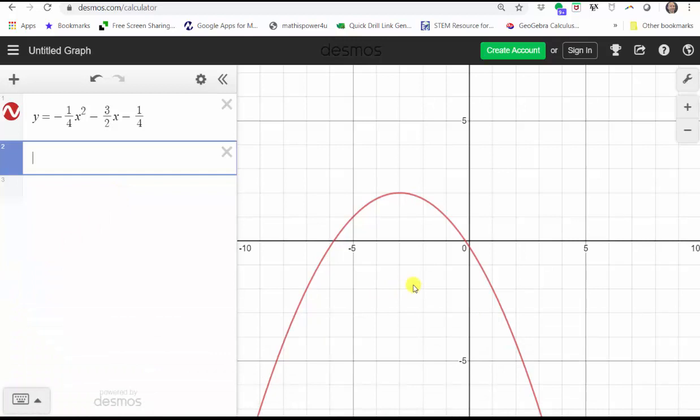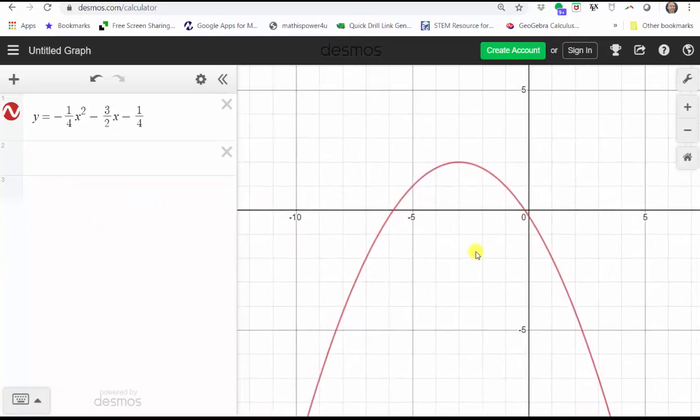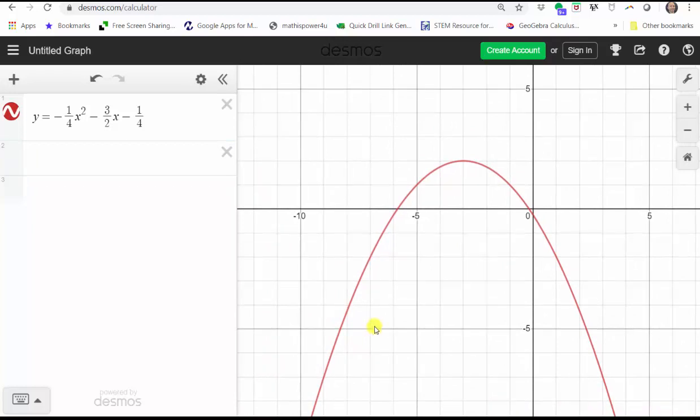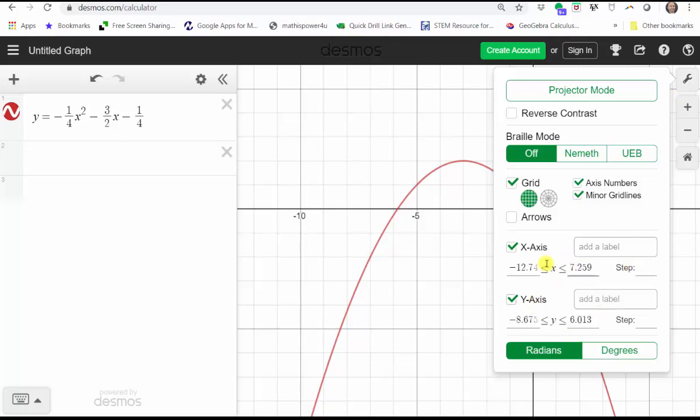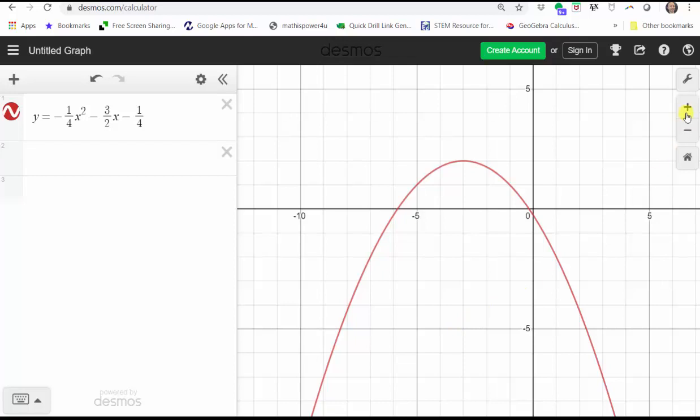Notice how we have a nice view of the graph. If we want to, we can click, hold, and drag to reposition the graph. If we wanted to adjust the window manually, we would click the wrench, adjust the x-axis here, and the y-axis here. We can also zoom in and out by using the plus or minus buttons here. But since we already have a nice window, let's now click on the graph. When we do this, key points on the graph appear in gray. We have the intercepts as well as this high point here, which represents a relative maximum.